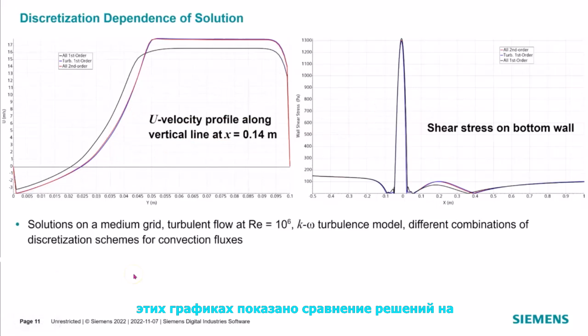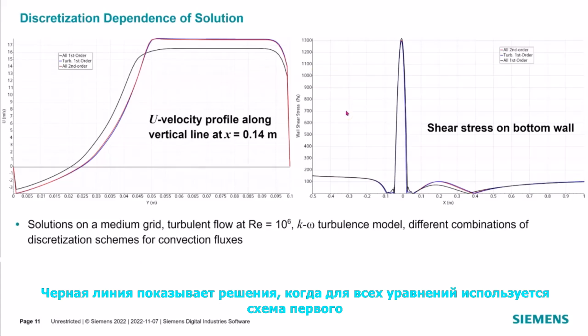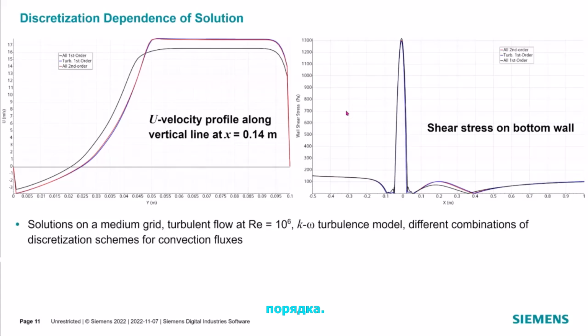These plots show the comparison of solutions on the medium grid using different combinations of discretization schemes for convection fluxes for the profile of u velocity at x equal 0.14 meters and for the shear stress on the bottom wall. Black line indicates solutions when the first order scheme is used for all equations. Red line indicates that the second order scheme is used in all equations, and blue line indicates that the first order scheme is used for k and omega and the second order scheme for momentum equations.